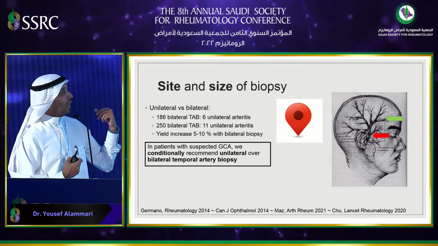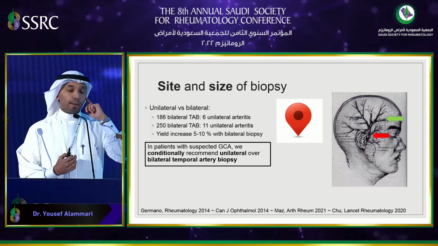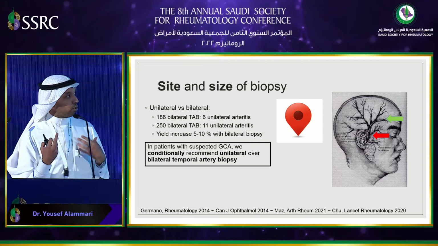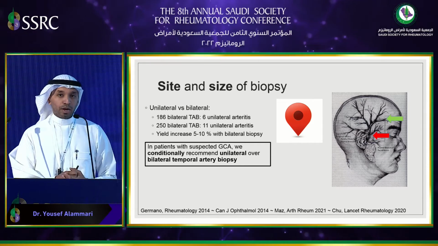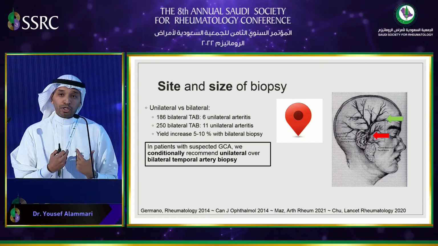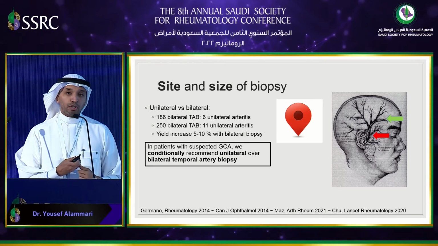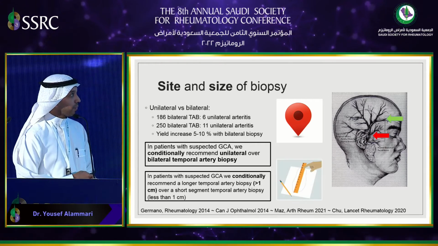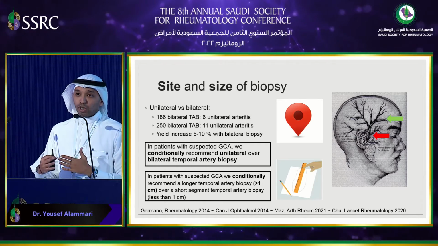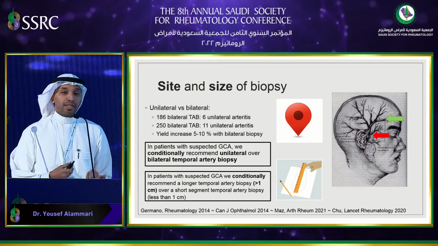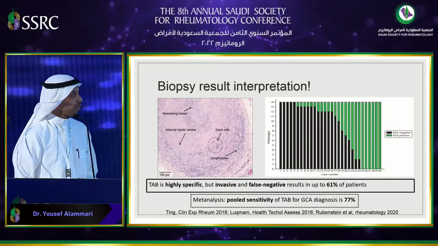And also the site is important. Most of the vascular surgeons prefer to take a biopsy just anterior to the tragus because it's the most palpable site and the biggest part of the artery. However, there's an increased risk of facial nerve damage. And because of that, it's recommended to take it from the frontal branch of the temporal artery. And also the size matters. They prefer to take the biopsy more than 1 centimeter rather than less than 1 centimeter, just to increase the yield of being positive.